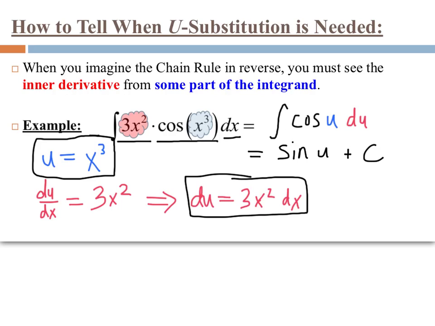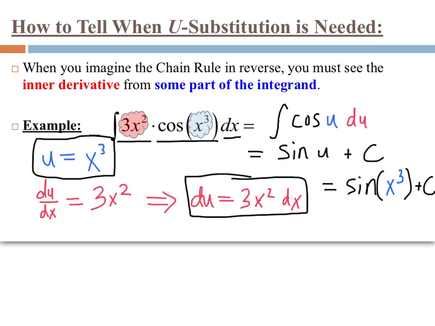So notice how easy that integral was to take, and the last step in this problem is simply to replace u right here with what it was in the original problem. Now we set up the U-substitution so that u is equal to x cubed. So all we need to do now is take sine of x cubed. We can put that in parentheses plus c.